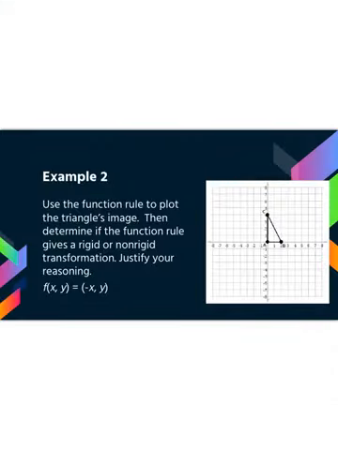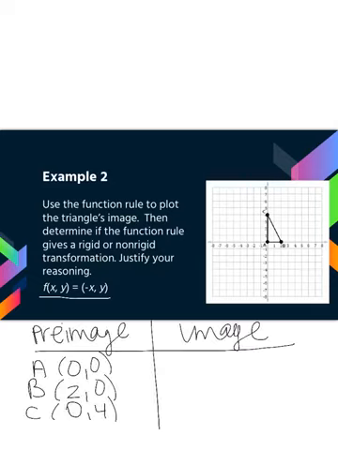This problem is asking us for the same steps as example 1, but we actually have a function rule instead of a mapping rule. So notice that down here we have a function rule, like we talked about earlier. So we have f(x, y) equals (negative x, y). So we know that our input (x, y), once the transformation is applied, gives us the coordinates (negative x, y). So we also have the same exact pre-image as example 1, so we can use the same coordinates we found, and then we just use this new rule to determine what our image coordinates are going to be.